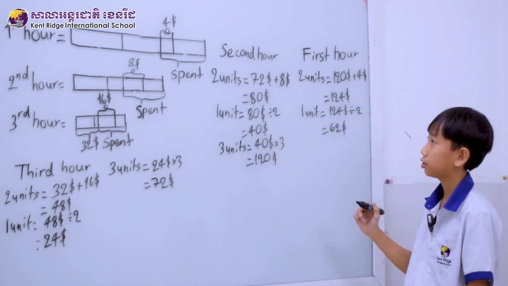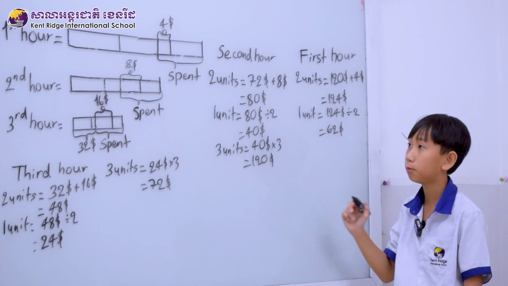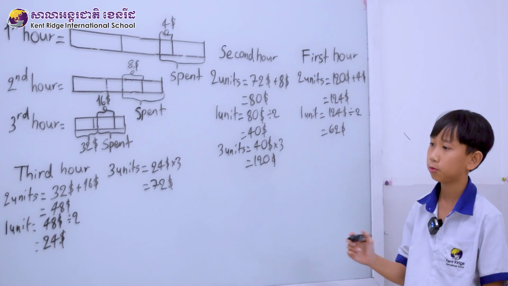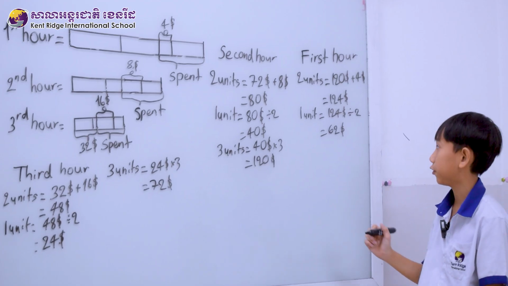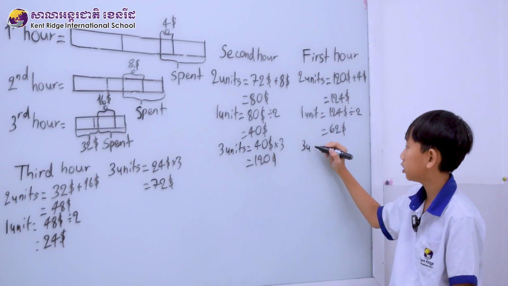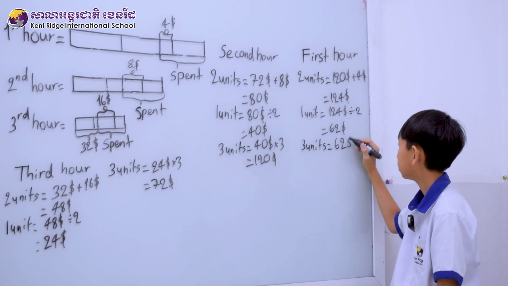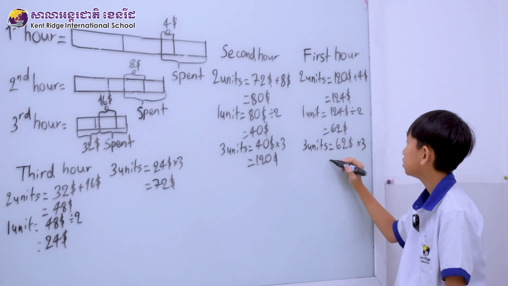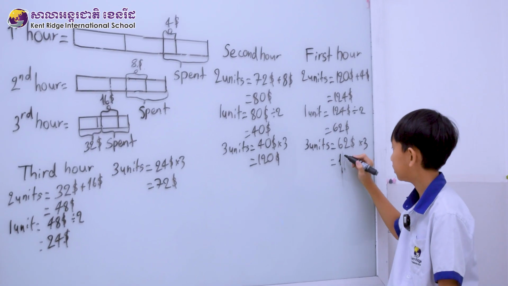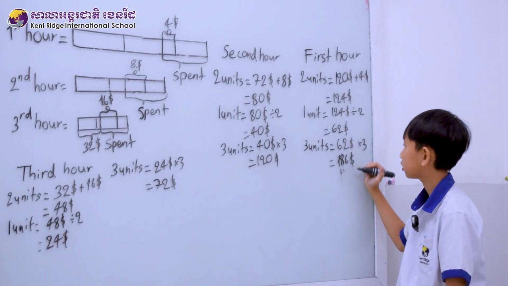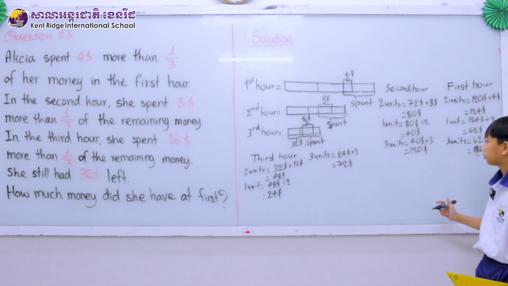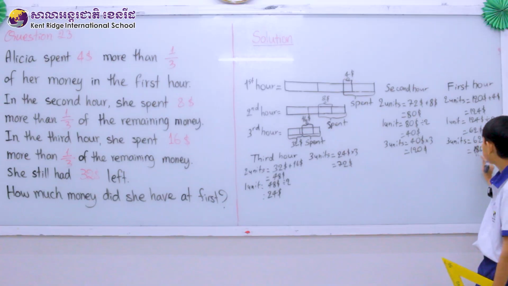This will be our last step, to find the total money she had in the first hour, which will also be the answer to how much money she had at first, and that is to find 3 units of the first hour. It is equal to $62 times 3, and we will get $186. We have found the answer, and the total money she had at first is $186.